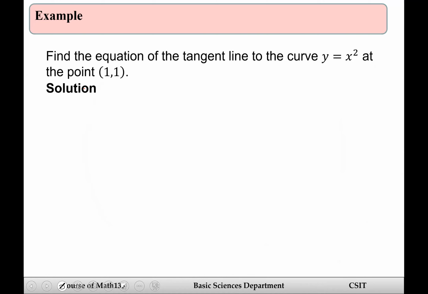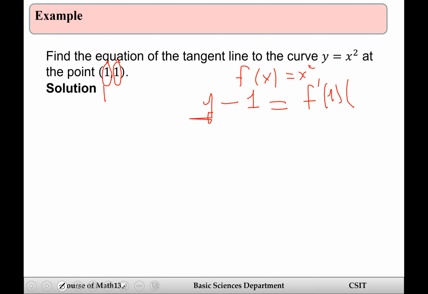Find the equation of the tangent line to the curve y equals x squared at the point (1, 1). Clearly, here we have the function f of x equal to x squared. If I want to find the tangent line, then it's of the form y minus the y of the given point, which is 1 here, so y minus 1 equals the derivative of f at the given x, which is 1 here, times the difference x minus 1. And I need just to compute f prime of 1.